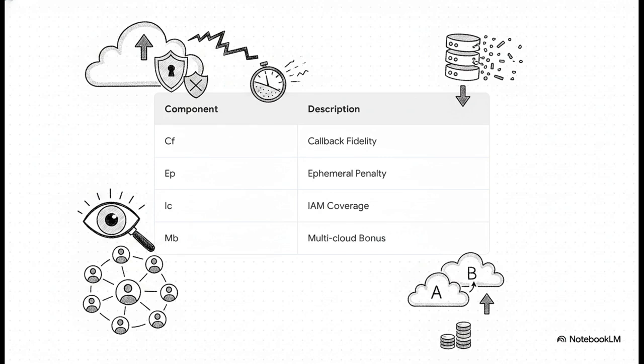Now, don't worry, you don't need to memorize the raw math here. Just focus on these 4 core components. First, callback fidelity, which measures how good the info is before it gets scrambled by a VPN or Tor.